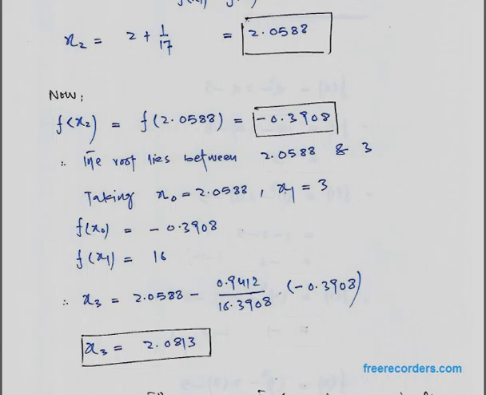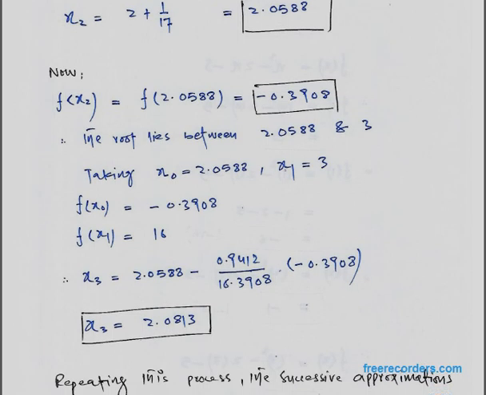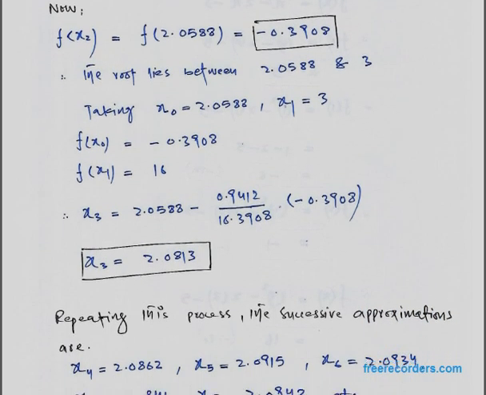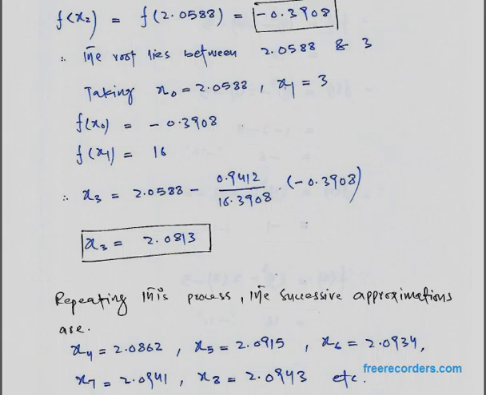We will repeat until we find our answer. So repeating this process, the successive approximations are x4 as 2.0862, x5 as 2.0915, and so on up to x8 as 2.0942. From x7 and x8 we can see that both the answers are closely the same. As mentioned in the question, our answer should be correct up to 3 decimal places. So x7 is 2.094 and x8 is 2.0942.